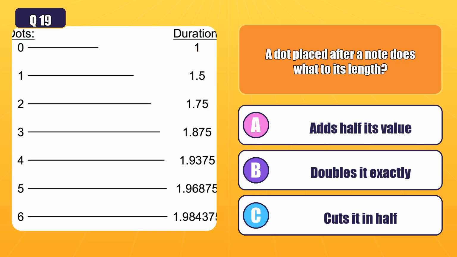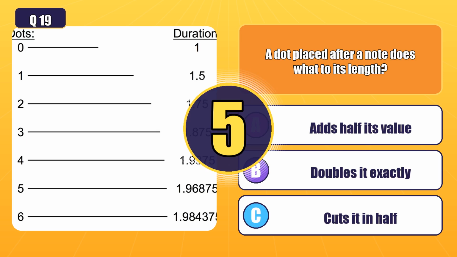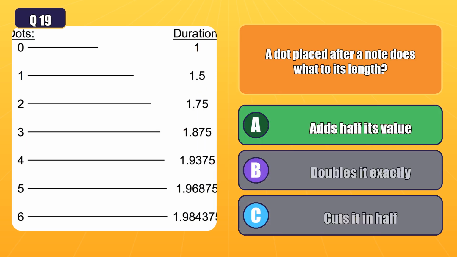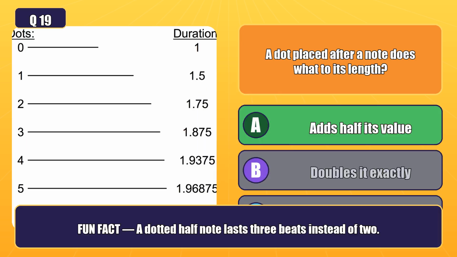Question number 19. A dot placed after a note does what to its length? The answer is adds half its value. Fun fact, a dotted half note lasts 3 beats instead of 2.